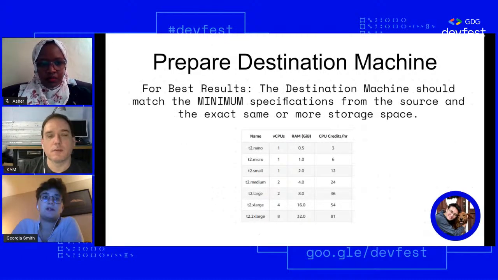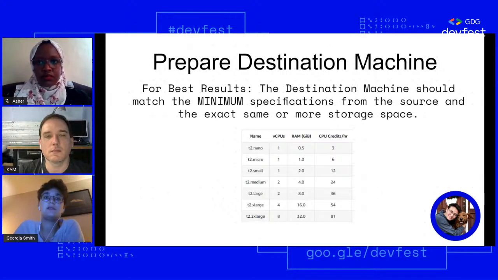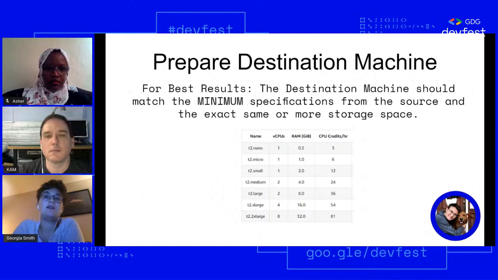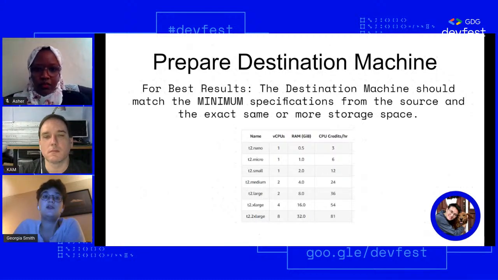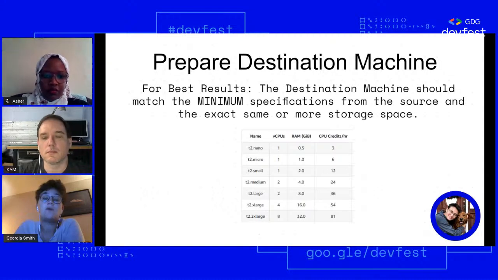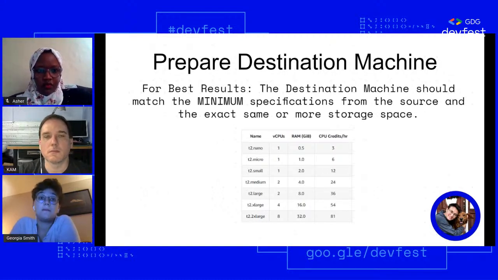Next thing is to prepare your destination machine, so what you're going to be cloning to. For best results, the minimum specifications, you can just really easily Google t2.micro and figure out what those specifications are on AWS, so you can either configure your VM with it or match whatever you're going to be cloning to if you'd like. Next slide.